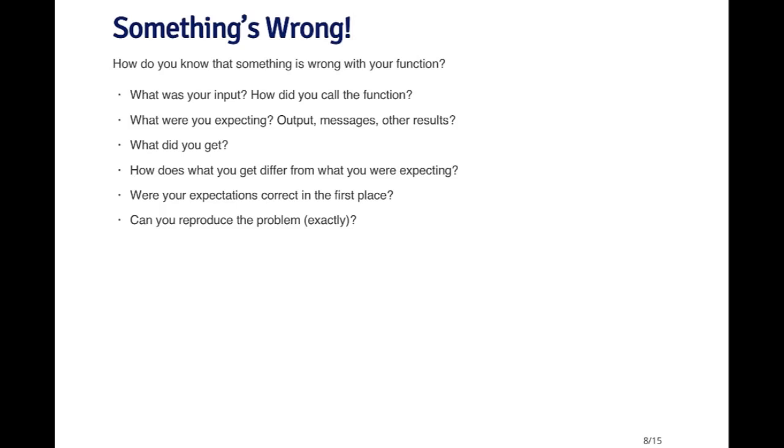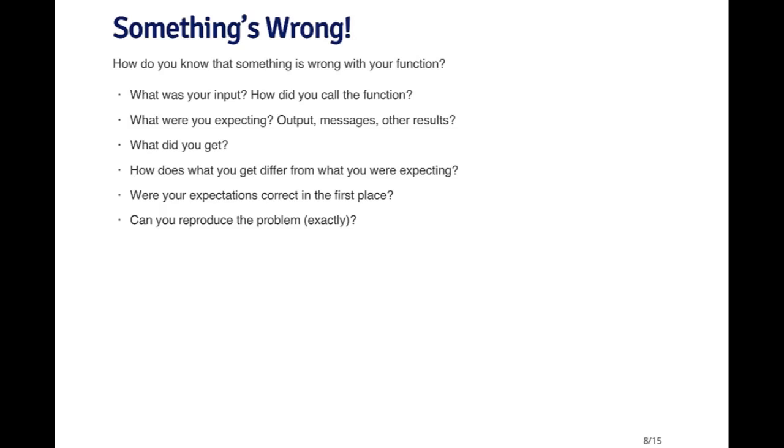What was the output that you were expecting? Were you expecting some message that you didn't get, or other numerical results, things like that? And then, of course, what did you actually get? How did what you actually got differ from what you were expecting? And were your expectations correct in the first place? If you were expecting something that was in fact incorrect, then your notion of what is correct and incorrect is now being challenged, right?